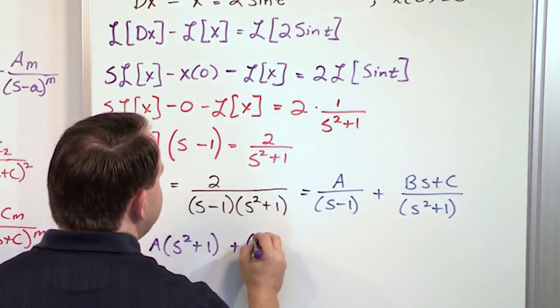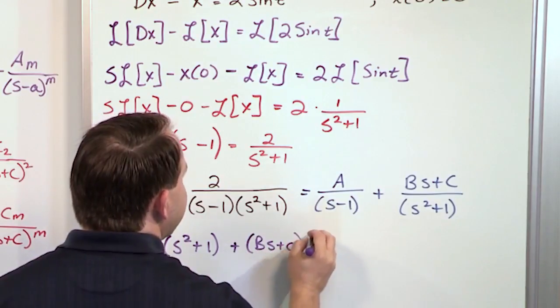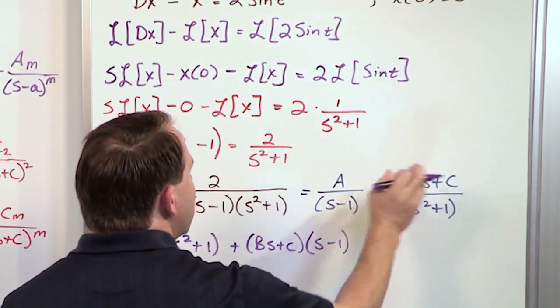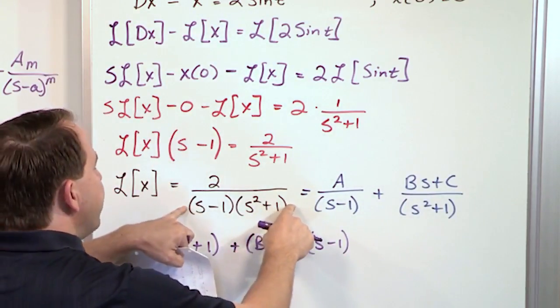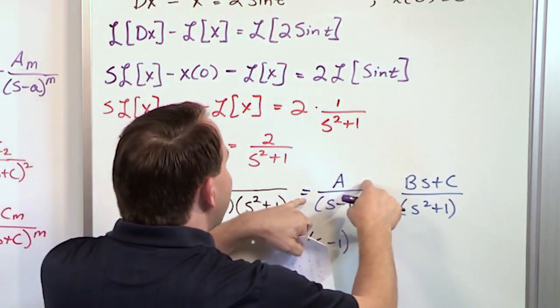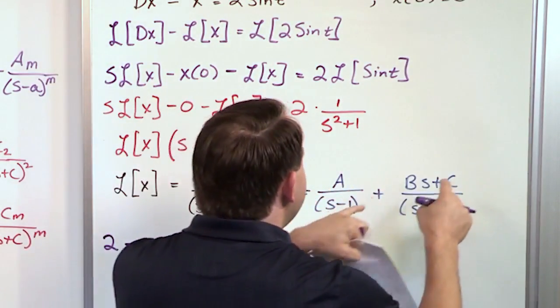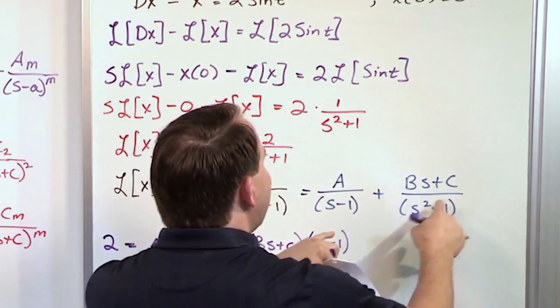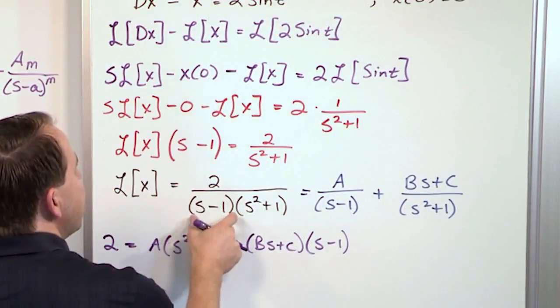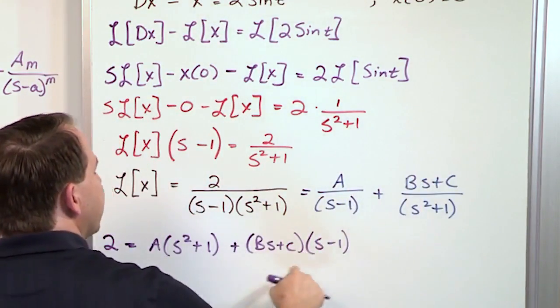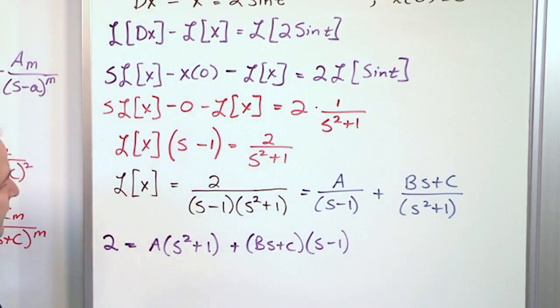And then you will have bs plus c, and then you will have s minus 1 over there, because when I multiply by both of these terms, it gets multiplied here, and then it also gets multiplied here. When I multiply over here, the s squared plus 1 cancels. This is the only surviving term that gets multiplied. Notice I wrap it in parentheses to make it absolutely clear. All right? So then what you do is you do a lot of algebra.